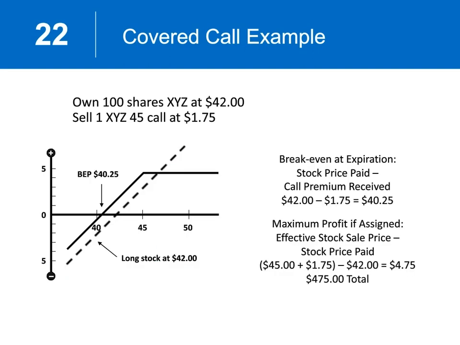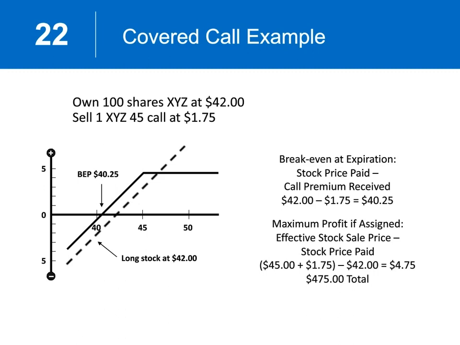So to the downside, as we mentioned, we get that stock price. And it's important to be clear, and this is where it can be a little bit confusing. With the covered call, to figure out your break even, you take the stock price, not the strike. Okay, so you take your $42 stock price minus the $1.75 we take in. That's what gets us our $40.25 break even point.